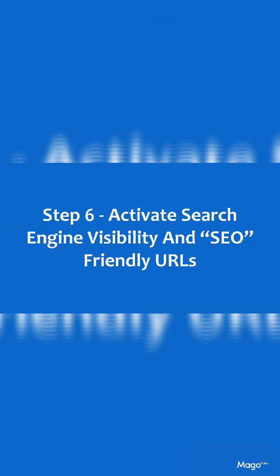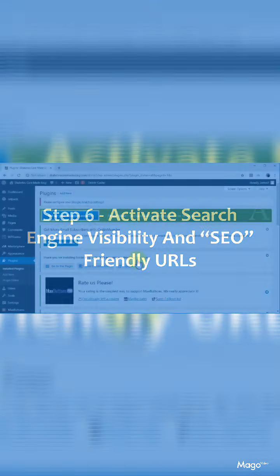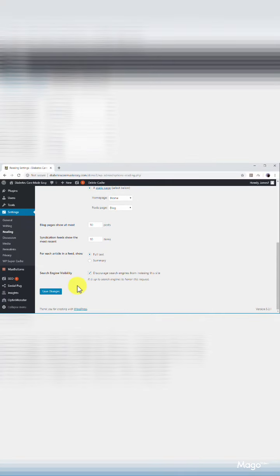Step number 6. Activate search engine visibility and SEO-friendly URLs. There are 2 additional SEO optimizations that you have to make sure are active on your WordPress website. First, move over the Settings tab on the left-hand menu, and then click on Reading. Find the Search Engine Visibility option and make sure that the box is unchecked. If it is checked, simply uncheck it and click on Save Changes.